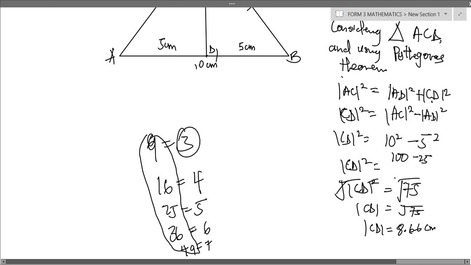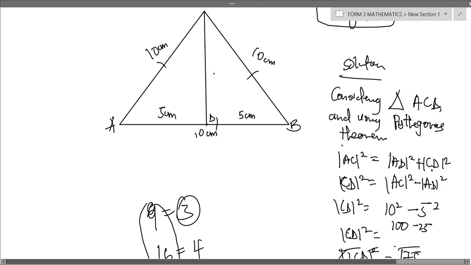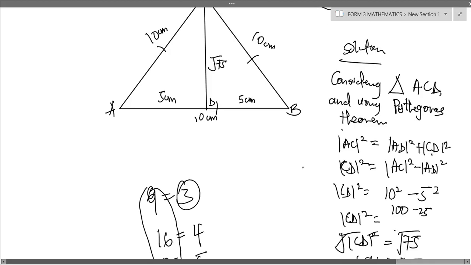If you want us to break it down into surds, yeah, we can do that. But still, you just have to arrive at a number, a complete figure. That is 8.66 centimeters. So you have to know that CD becomes root of 75, or better still, 8.66. So here becomes 8.66.